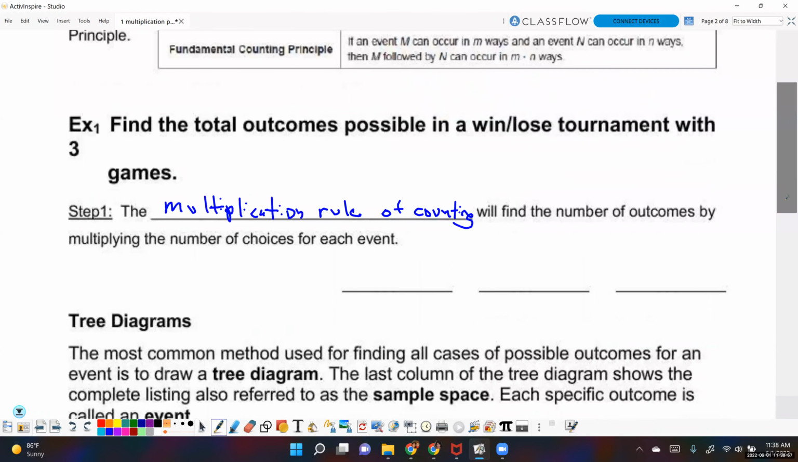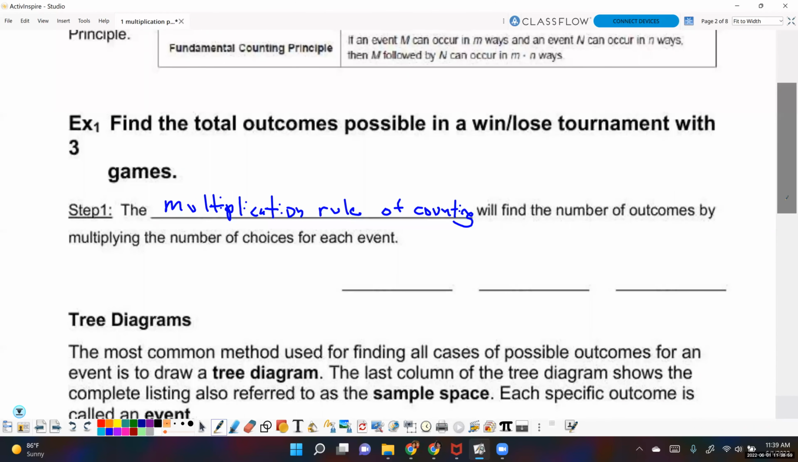So for example, it says find the total outcomes possible in a win-lose tournament with 3 games. So for the first game, we could either win or we could lose. There are 2 options. In game 2, you could win or you could lose, 2 options. In game 3, we could win or lose, 2 options. Means that there are 2 times 2 is 4 times another 2 is 8 possible outcomes for the tournament.